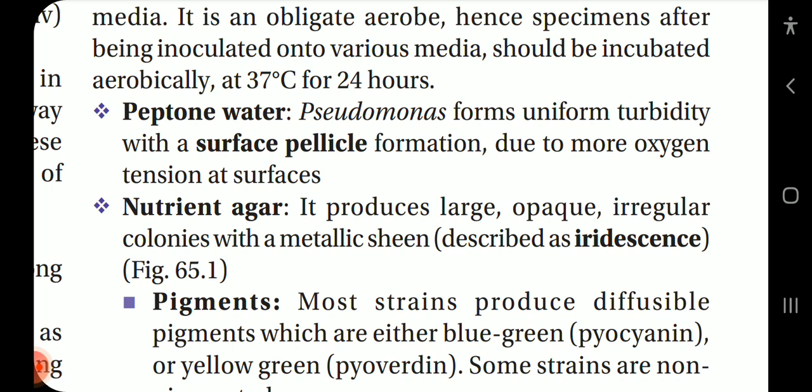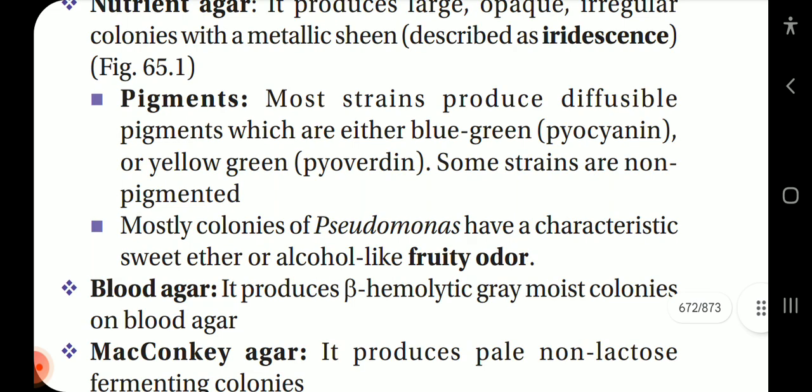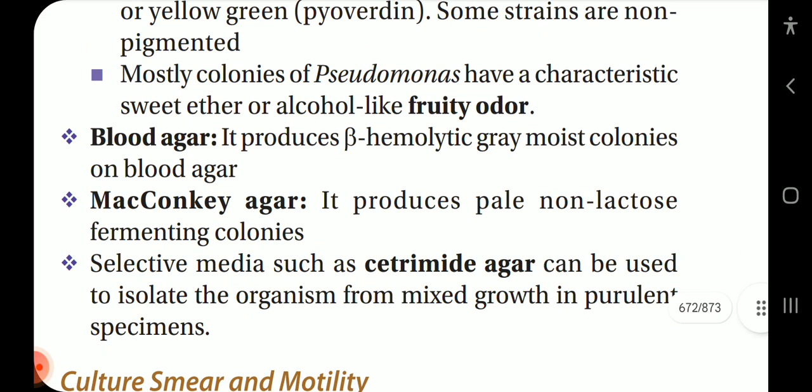Nutrient agar produces large opaque irregular colonies with a metallic sheen described as iridescence. Pigments: most strains produce diffusible pigments which are either blue-green pyocyanin or yellow-green pyoverdin. Some strains are non-pigmented. Mostly colonies of Pseudomonas have a characteristic sweet ether or alcohol-like fruity odor.